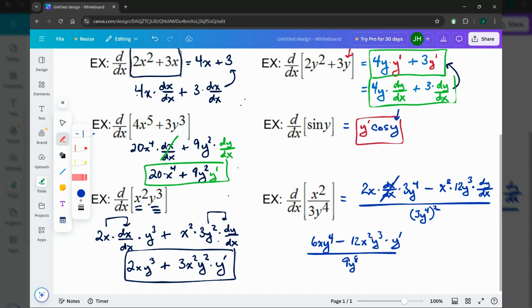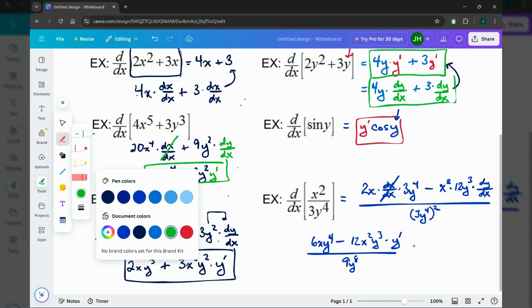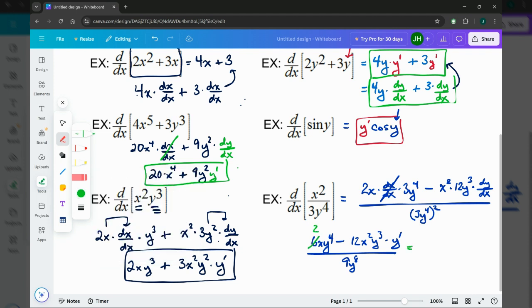Now, I noticed that if I wanted to, I could reduce here. I could take a 3 out of everything. I can take a y to the 3rd out of everything. And I'm going to be left with 2x y minus 4x squared. Sorry, I forgot a y on that first term. Second term is going to be minus 4x squared y prime. And on the bottom, I'm going to be left with 3y to the fifth.